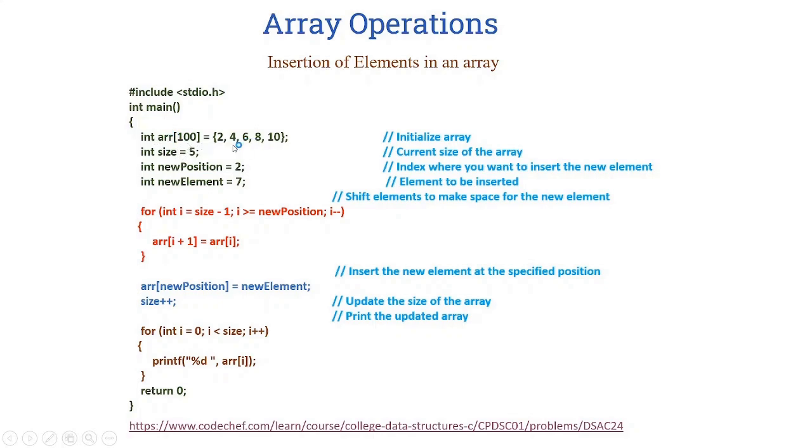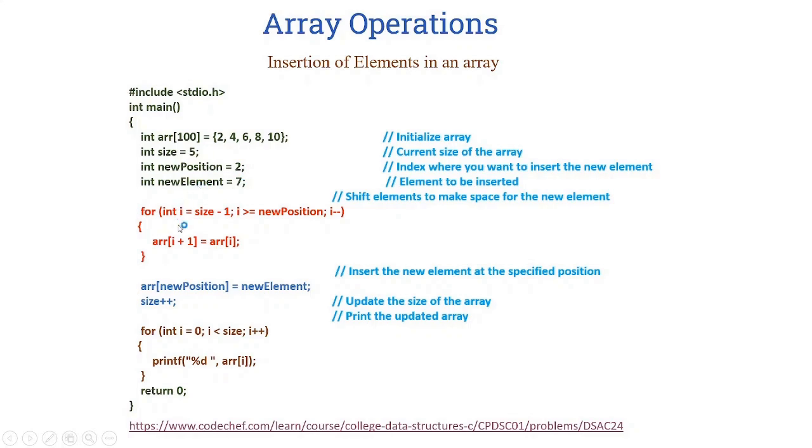Whereas the values of the elements of the array which I have initialized here are 2, 4, 6, 8, and 10. Next, I declared another variable named size that is assigned the value 5. So now the current size of the array is 5. Next, I have declared two variables, new position and new element. Here, the index position where you want to insert the new element is 2. In the second position, we have to insert the new element, and the new element is 7. Okay, I have initialized 7 as the new element.